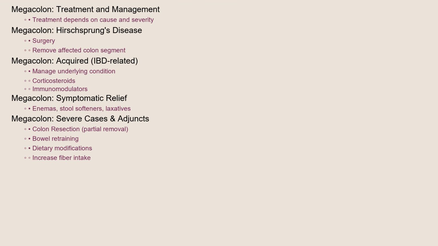Treatment and management of megacolon depends heavily on the underlying cause and severity. For Hirschsprung's disease, surgery to remove the affected segment of the colon is usually necessary. For acquired megacolon related to inflammatory bowel disease, managing the underlying condition with medications like corticosteroids or immunomodulators is crucial. Enemas, stool softeners, and laxatives can help relieve constipation. In severe cases, colon resection, surgical removal of a portion of the colon, may be required. Bowel retraining and dietary modifications, such as increasing fiber intake, are also important components of management.